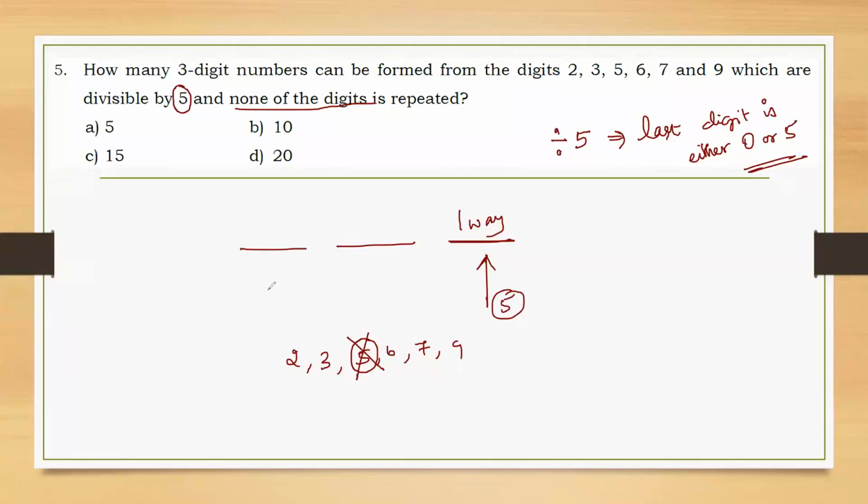Then this place will be filled by any of the remaining 5 numbers. So 5 ways. Then repetition is not allowed, right? For example, if I place 7 here, then the remaining we have 4 ways. That's all. So the answer is 5 into 4 into 1, 20 ways.